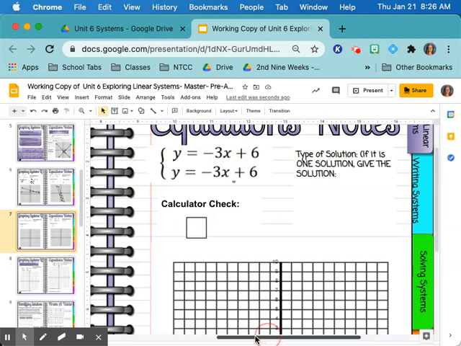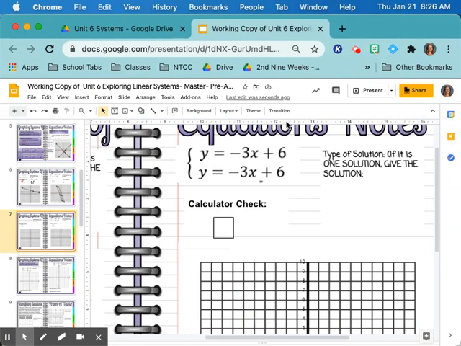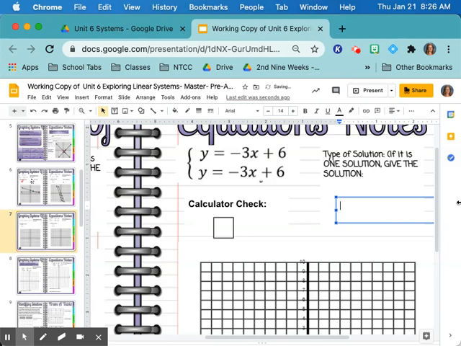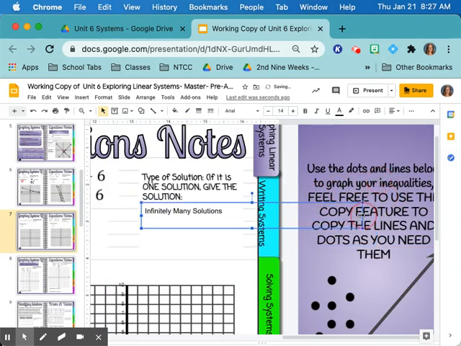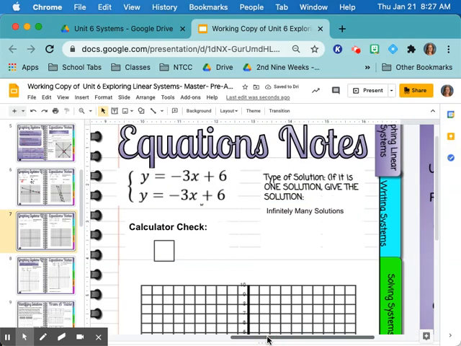Oh, hold on. Hold up. What do you notice about this one, though? The y-intercepts are the same. Y-intercepts and the slopes are the same. So then what will we have? Infinitely many. Yeah, infinitely many. Okay. Because they are the same exact line. The other one we didn't do, we already know that they're not. I'll let you do that on your own.